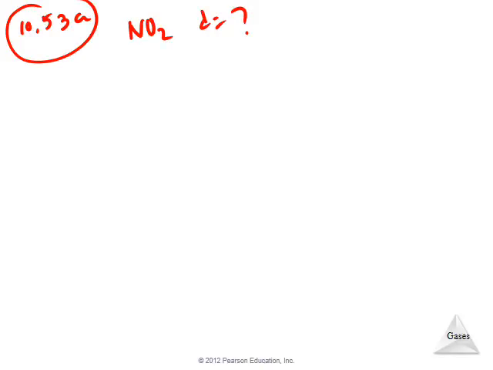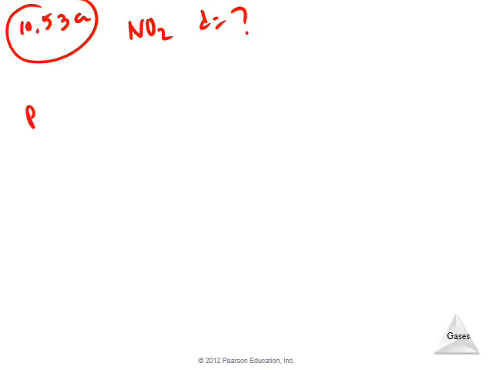Now we're going to do number 10.53A. Question is calculate the density of NO2. So we need to get density of NO2. So the question mark is on D, density of NO2 at 0.970 atmospheric pressure.